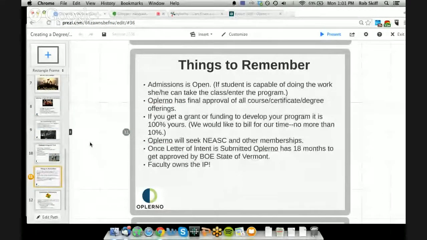Oplerno has the final say in terms of the approval of all course, certificate, and degree offerings. Now, what I mean by final approval is, we really believe strongly in, and we have a big commitment to academic freedom, with one exception, and that is, you can't advocate for genocide. Other than that, you have academic freedom. But we have the approval in terms of quality.